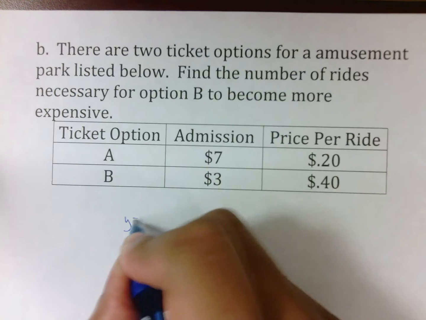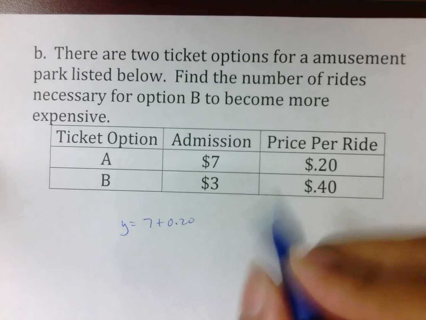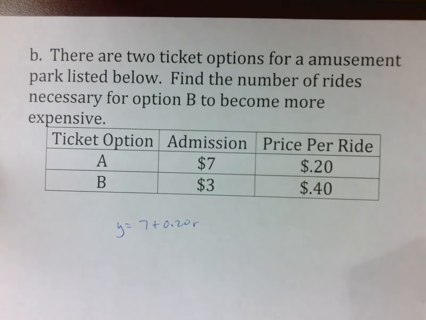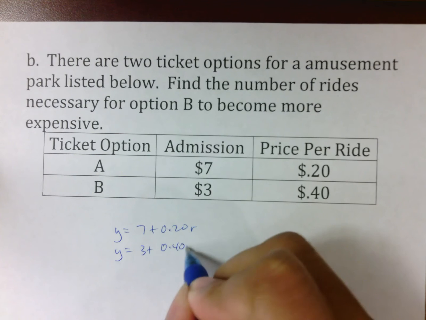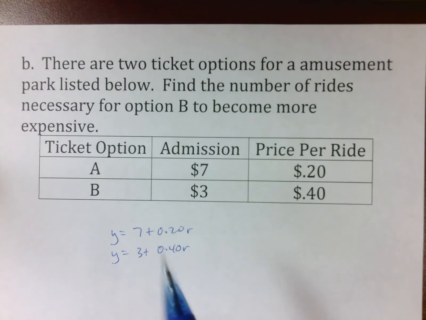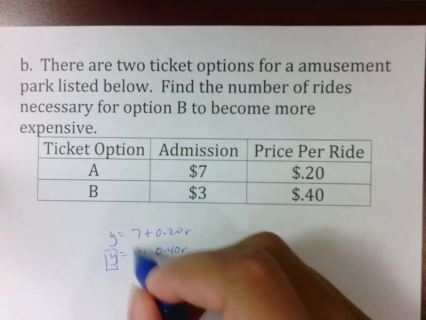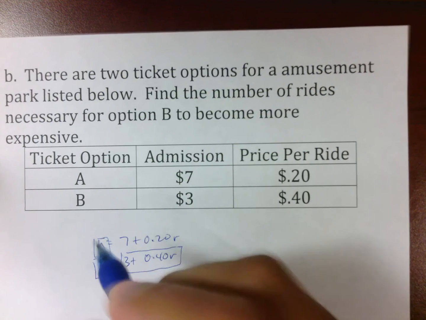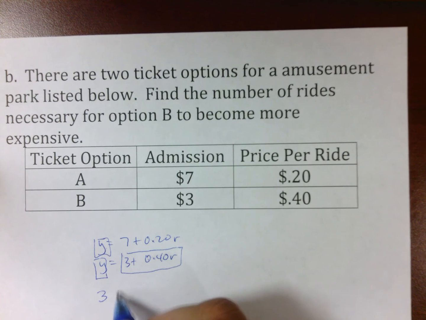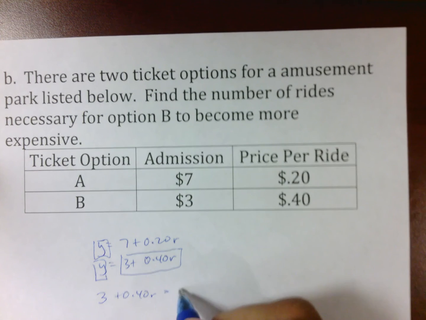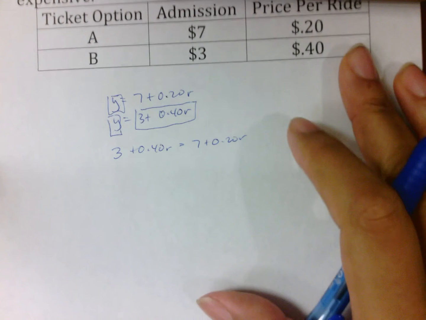And so what you do is you set up both equations. Y is equal to the admission price plus 0.20R, let's say, per ride. And on this one, your other Y is going to be $3 plus 0.40R. So again, $7 plus 20 cents per ride, $3 plus 40 cents per ride. Notice this is set up for substitution, to where all we have to do is box and switch these things here. We end up with 3 plus 0.40R equaling 7 plus 0.20R. And from there we just work that out the way we know.